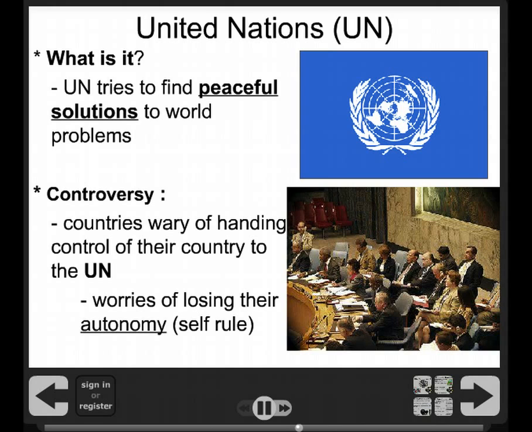Again, like the Red Cross, there's always a controversy. Countries are wary of handing control of their country to the UN. They worry about losing their autonomy, which is self-rule. Many times countries don't like the fact that an outside organization is telling them what to do with their government and their lives. So always remember, there's a pro and a con to every single organization.